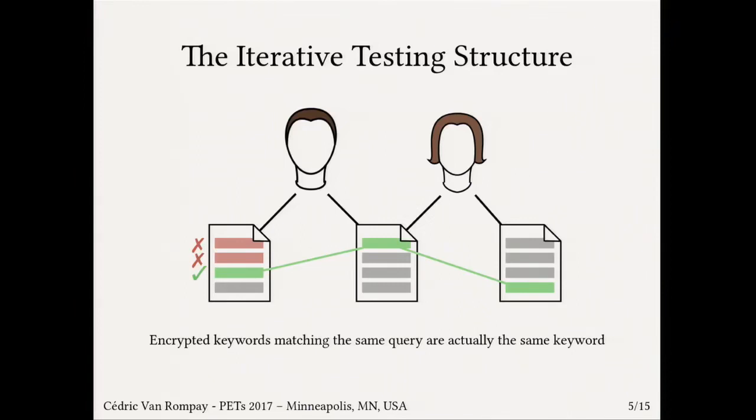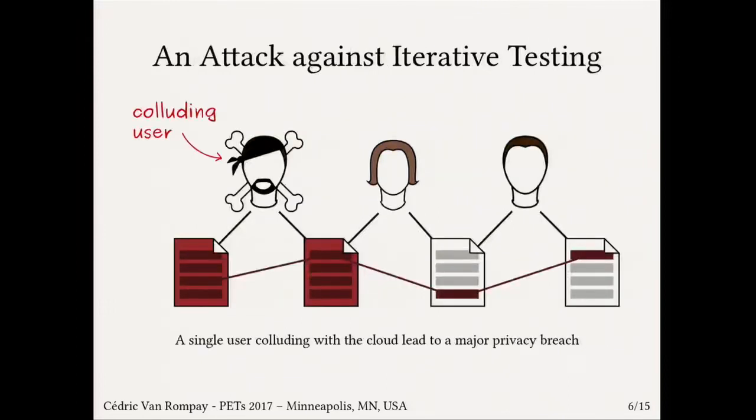This gives a lot of information to the server. For encrypted keywords matching the same query, you can see here that this reader sent one query to these two documents, and you have two keywords matching the query. They must be the same keyword. We don't know what they are, but they must be the same keyword. And queries matching the same keyword must be the same query. So it allows a very simple leakage abuse attack.